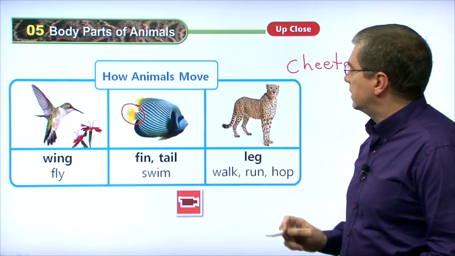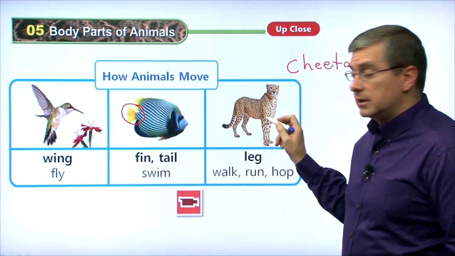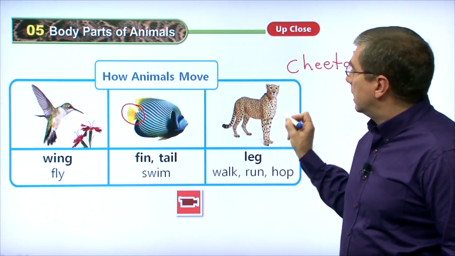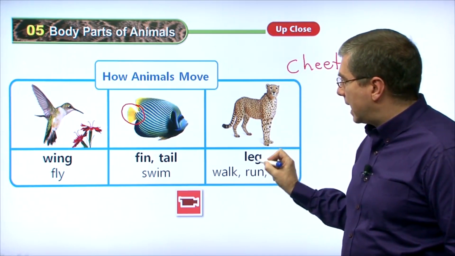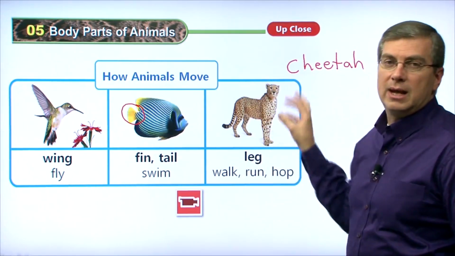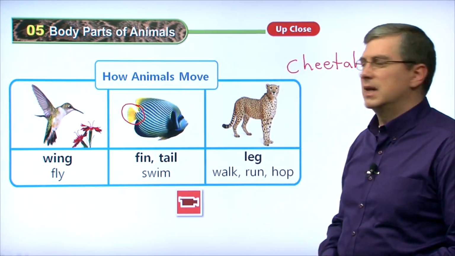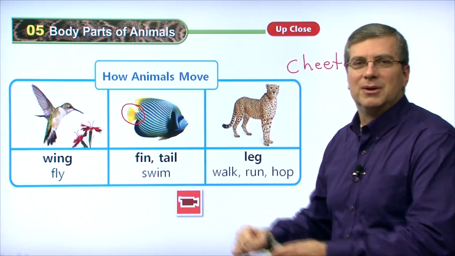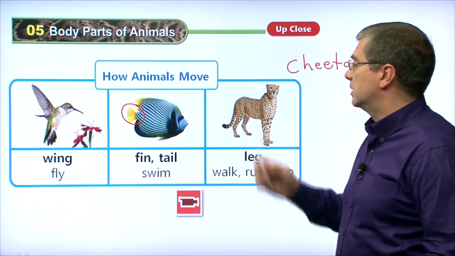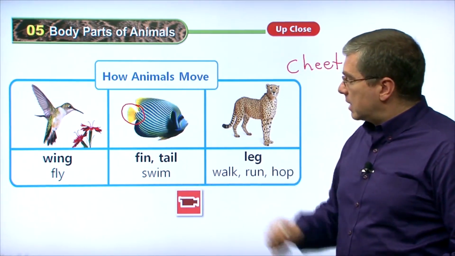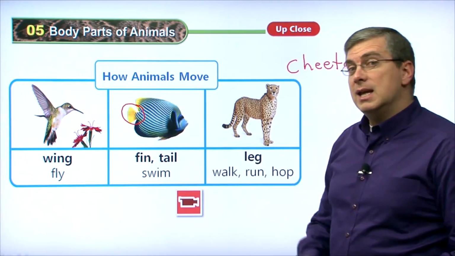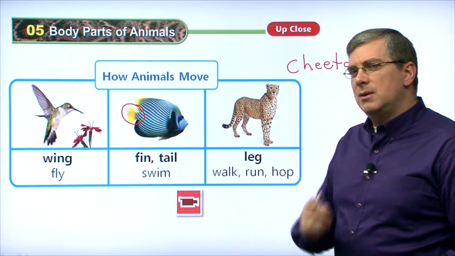Okay, so our sentence would be cheetahs use their legs to run, or animals use their legs to walk, run, or hop, if we're going to say all animals, because lots of different animals do different things. Of course, cheetahs don't hop, right? They run, and they run really fast, don't they? So cheetahs are very quick animals. Let's take a look at a video of an animal moving in its environment. Which animal will it be? Well, let's take a look.